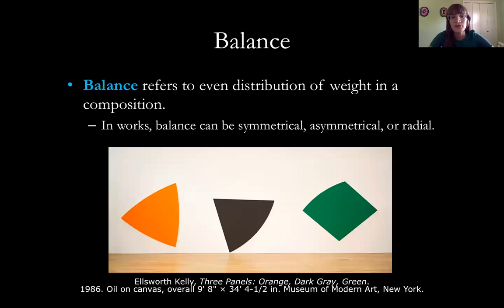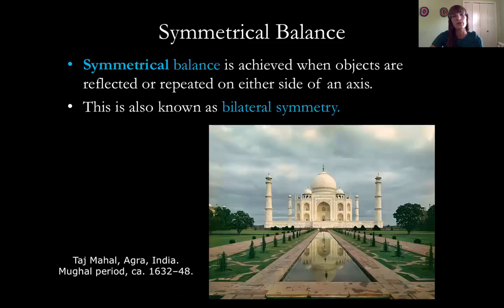Balance. Balance refers to the even distribution of weight in a composition. We've already looked at this piece by Ellsworth Kelly when we talked about space and positive and negative shapes. There's balance in this composition, but balance can be symmetrical, it can be asymmetrical, as you see here, and it can also be radial. We're going to talk about three types, actually. We'll talk about radial, but the two that are assigned for the collage are symmetrical and asymmetrical.